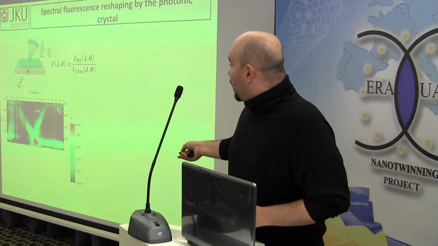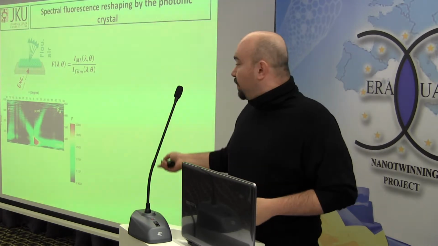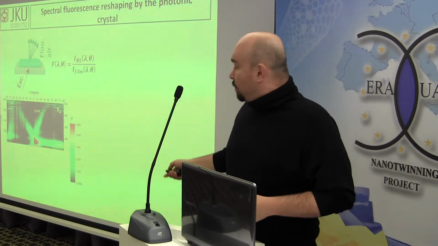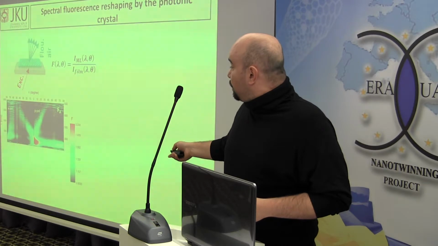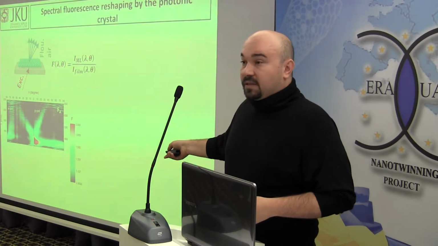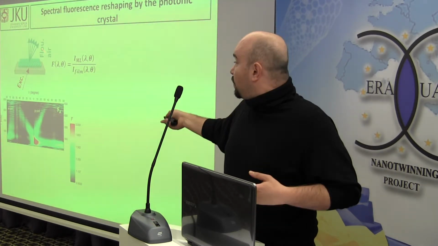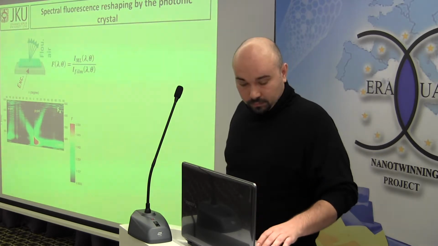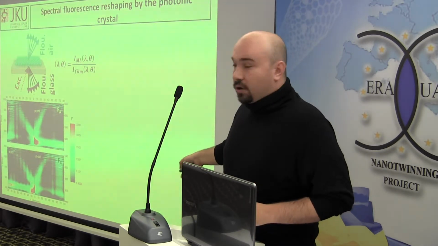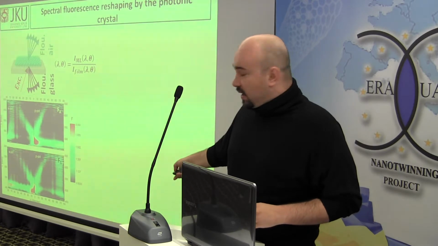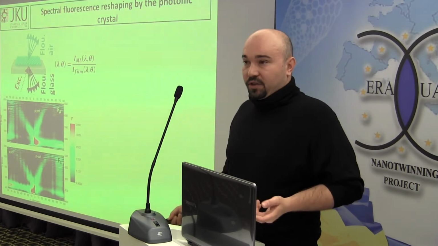And when we now look at the dispersion relation of our reshaping factor, we see that for S and P polarization, we have some dispersive features in this reshaping factor for the fluorescence to the air side. The same holds also for the fluorescence detected from the glass side. We have two dispersive features.